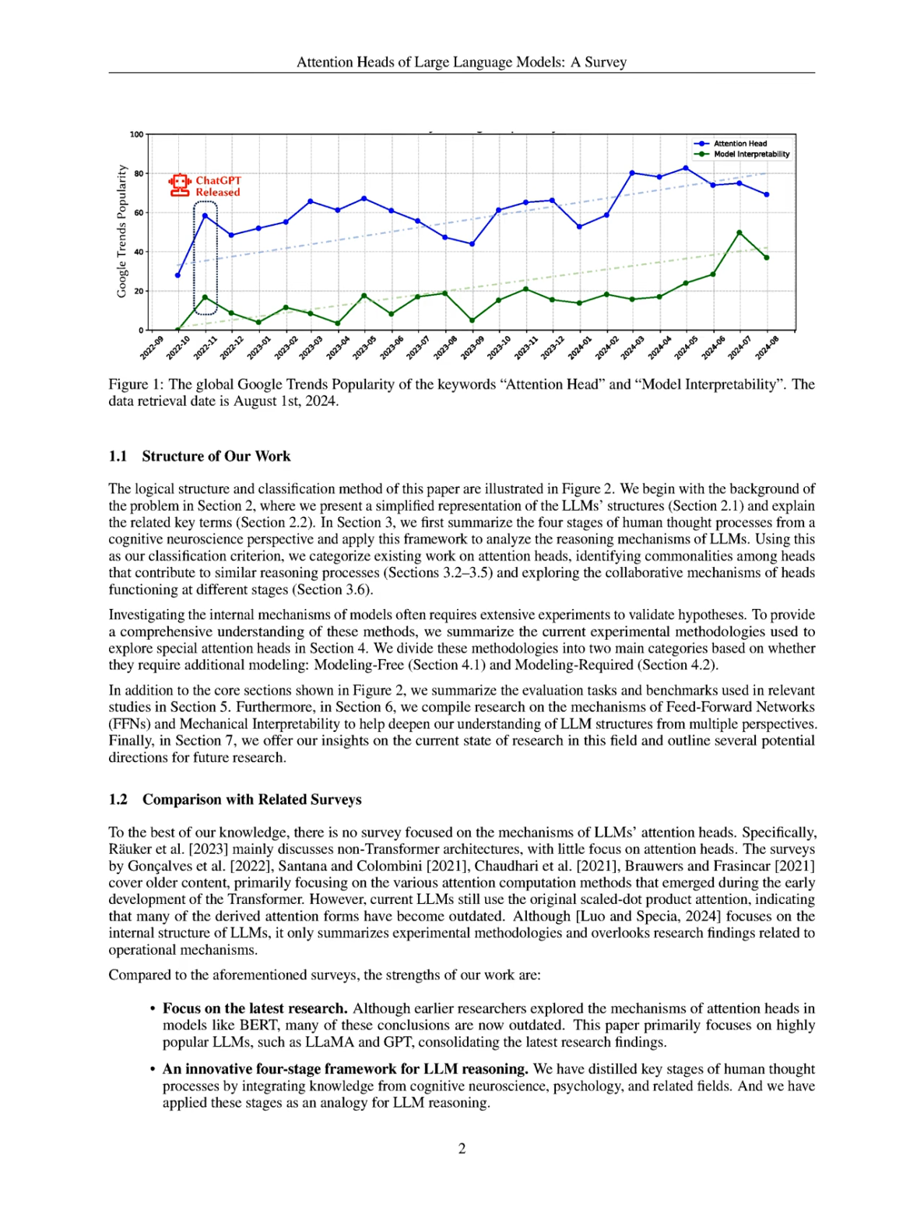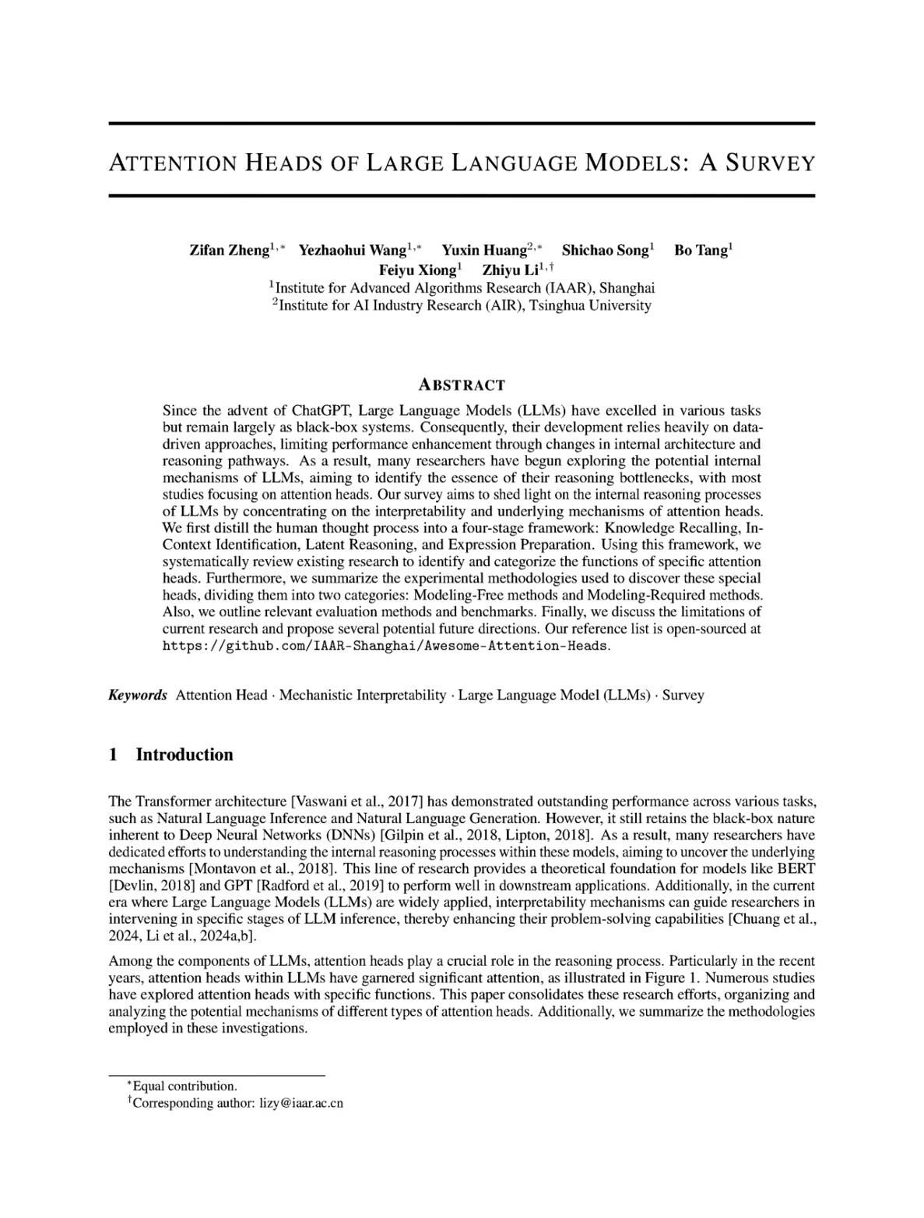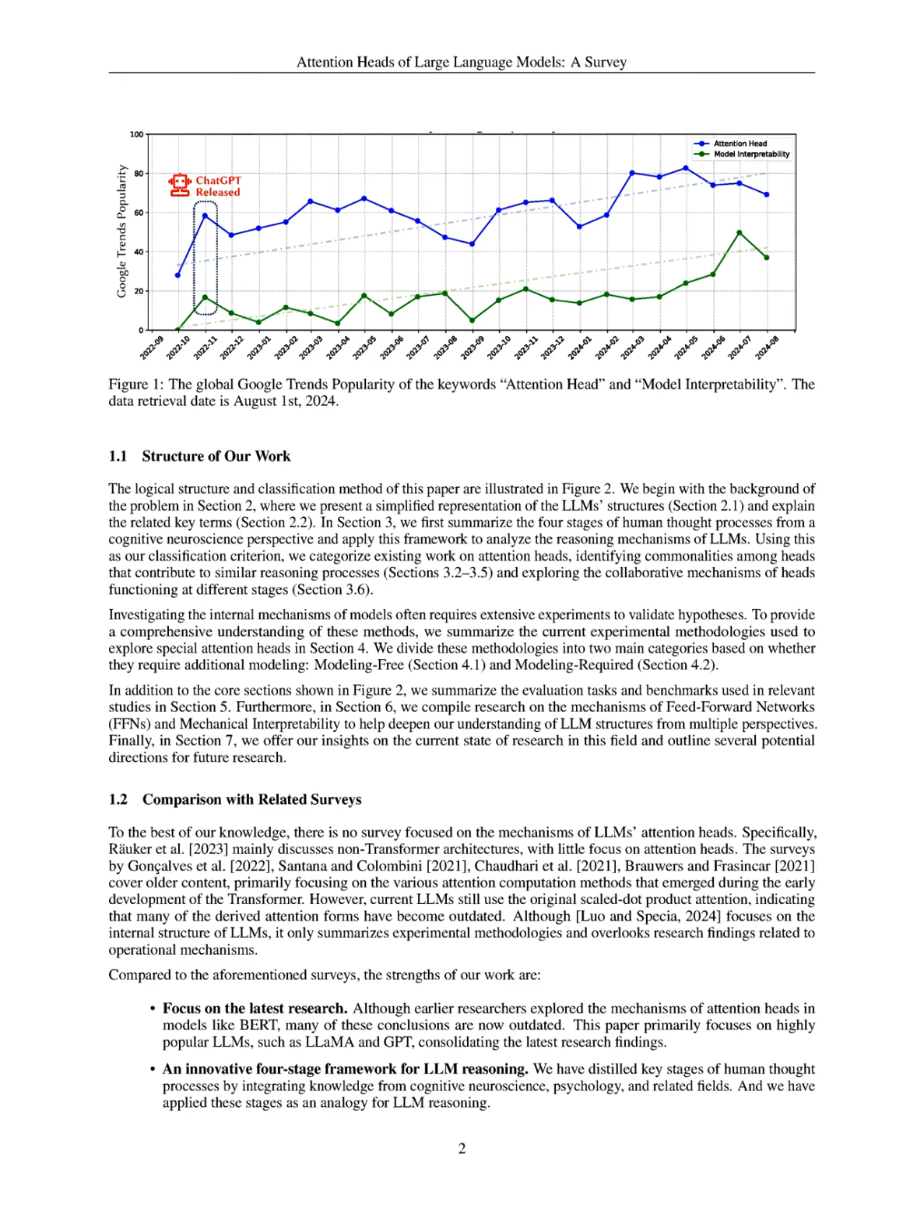Secondly, we introduce an innovative four-stage framework for LLM reasoning, which integrates cognitive neuroscience perspectives to categorize attention heads based on their functions, providing a structured understanding of their roles. Additionally, our detailed categorization of attention heads allows for a clearer analysis of how heads collaborate across different reasoning stages, enhancing the interpretability of their interactions. Finally, we present a comprehensive summary of experimental methodologies, distinguishing between modeling-free and modeling-required approaches, which lays a foundation for future research and innovation in exploring attention head functions.